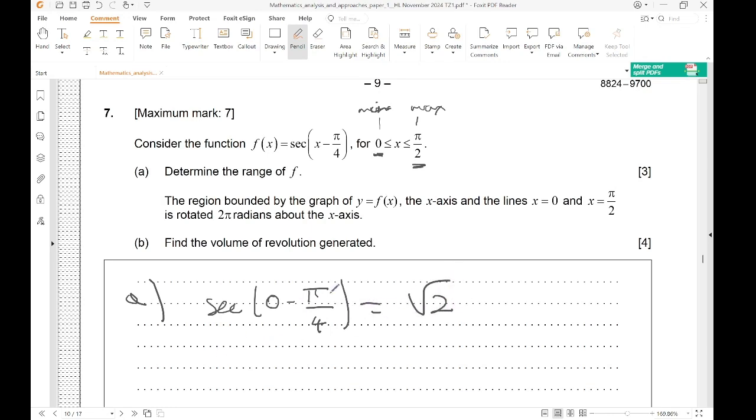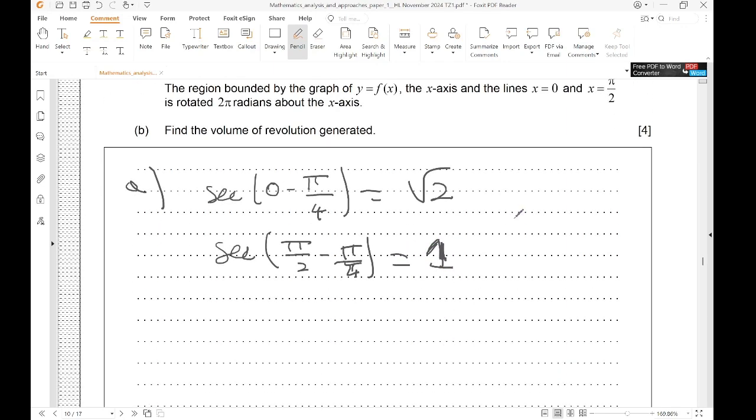Now if we plug in pi over 2, you should get secant of pi over 2 minus pi over 4, which becomes pi over 4. Pi over 2 minus pi over 4 is pi over 4. So it's secant of pi over 4, not negative pi over 4, in this case. Once you do that, you should get a value of 1. So those are our two values, and now we plug them in.